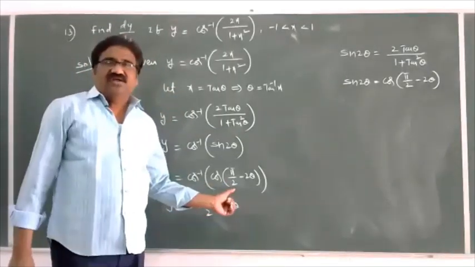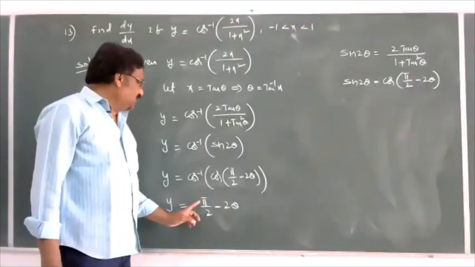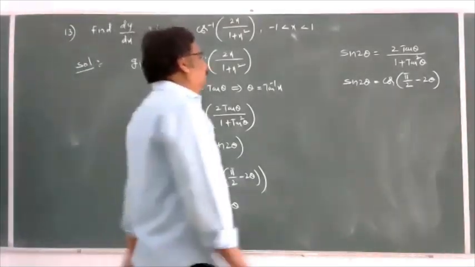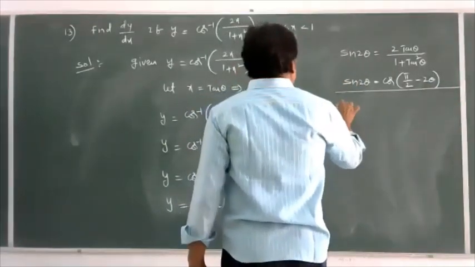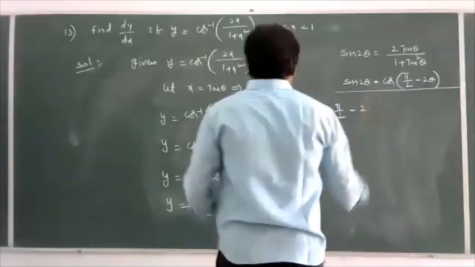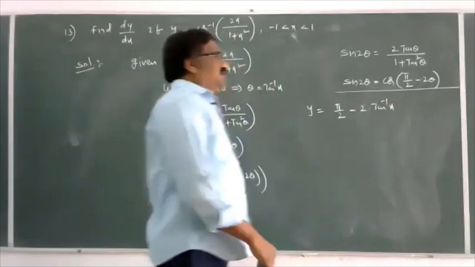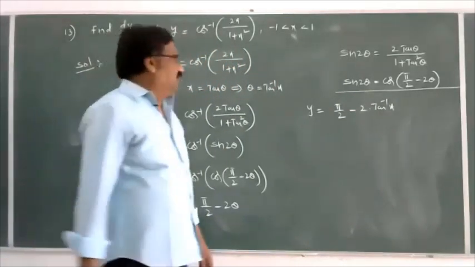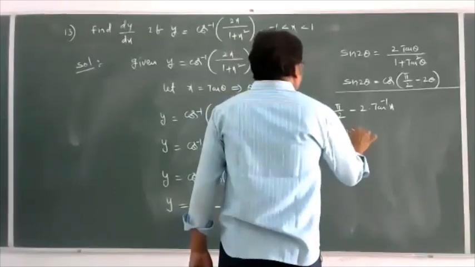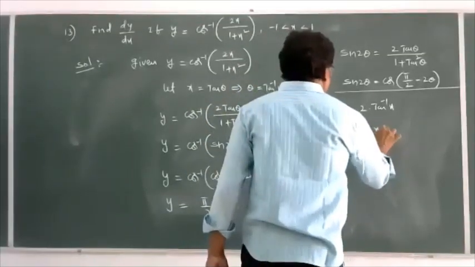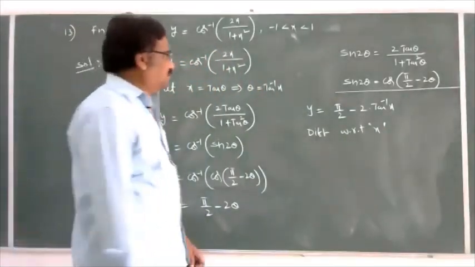Cos inverse of cos x is equal to x. That's why y is equal to pi by 2 minus 2 theta. Here y is equal to pi by 2 minus 2 into what is theta here? Tan inverse x. So differentiating both sides with respect to x.